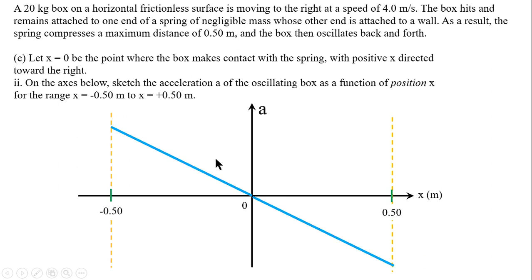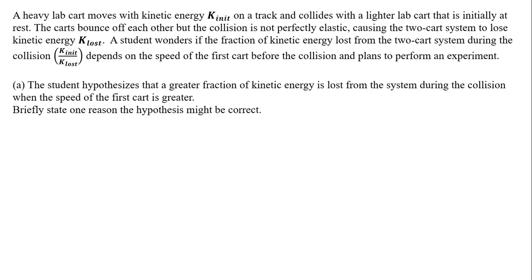So how would you describe this graph? Well, the magnitude of the acceleration is the same at both negative 0.5 and 0.5. At negative 0.5, it is positive. At positive 0.5, it is negative. It is a straight linear line going through the origin. That's how I would describe it. Sounds like a lot, but that's what they're going to be asking you to do. All right.